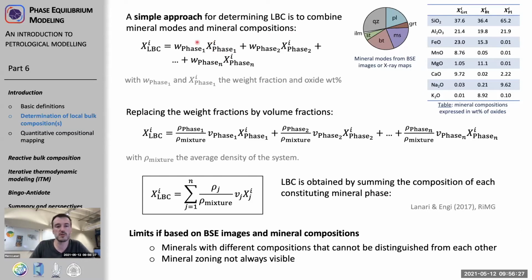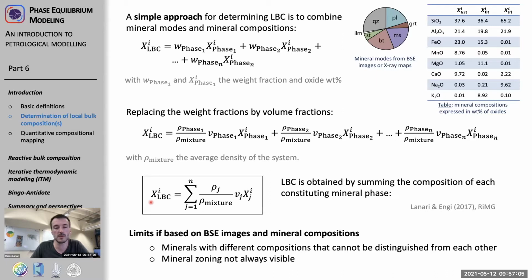But weight fraction is not really convenient because what we observe is a surface fraction that we try to make equivalent to a volume fraction. So if you want to go from the weight fraction to the volume fraction, then you need to add the density term. It's simply the weight fraction of a phase is equal to the volume fraction multiplied by the density of the phase divided by the density of the mixture, or the density of the rock or the domain that you consider. And if we generalize this equation, by knowing the volume fraction of each phase and the composition of each phase in weight % of oxide, then we can calculate the local bulk composition.